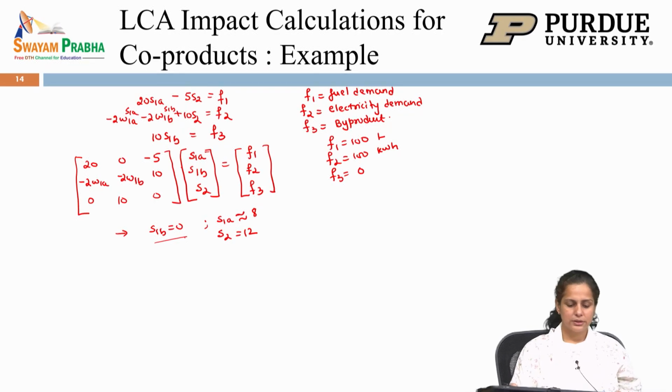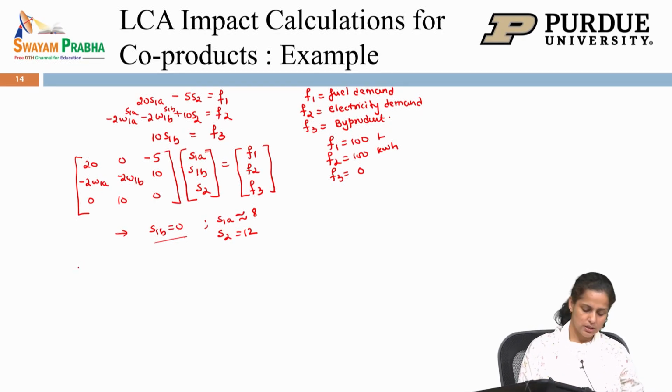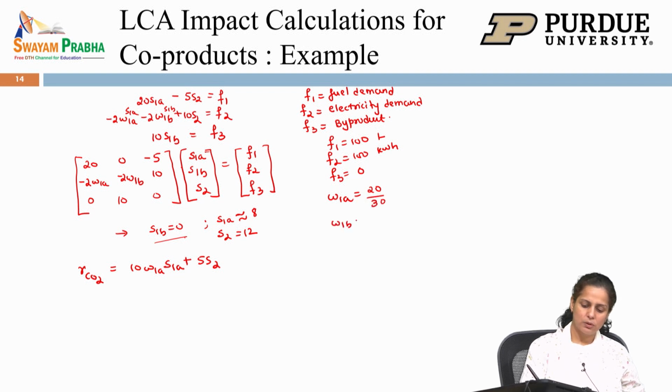So, we can calculate with this our RCO2 as 10 times W1A S1A plus 5 times S2, and our W1A, I just want to remind, was 20 by 30 and W1B was 10 by 30. Okay. And when you calculate that, the value will come out to be 113 kg of CO2.